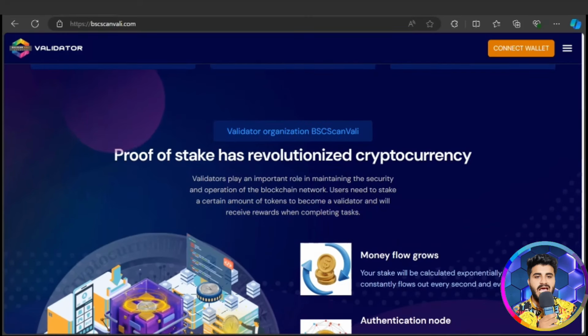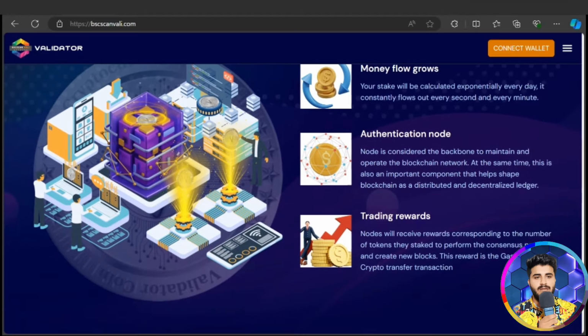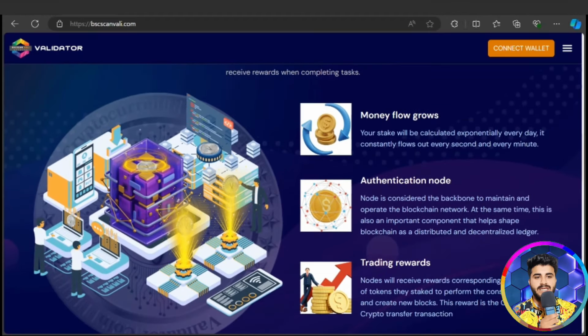Proof of stake has revolutionized cryptocurrency. Validators play an important role in maintaining the security and operation of the blockchain network. Users need to stake a certain amount of the token and become a validator, and will receive a reward when completing tasks. Money flow grows, authentication code, trading reward also.